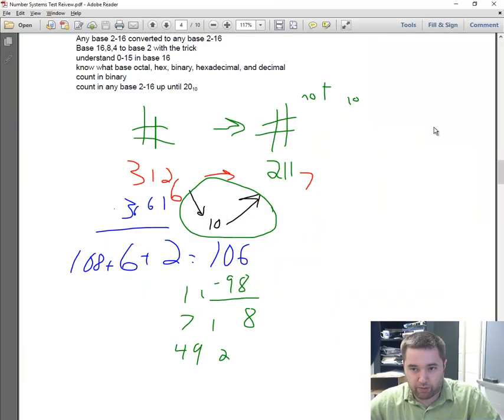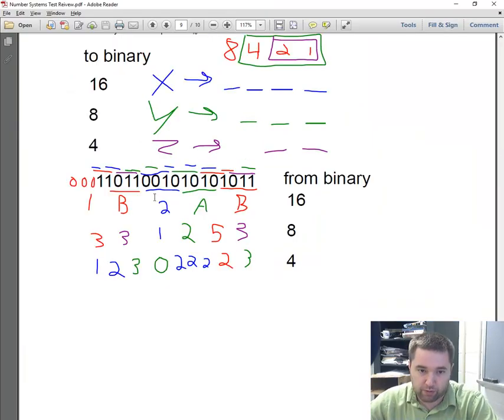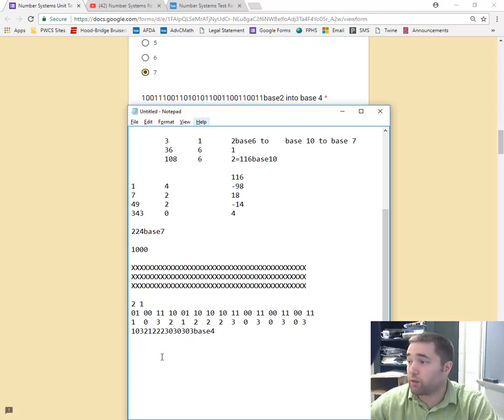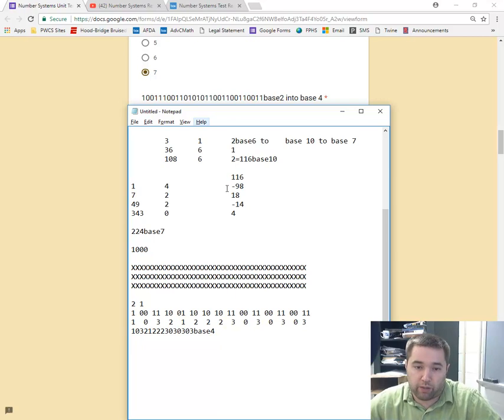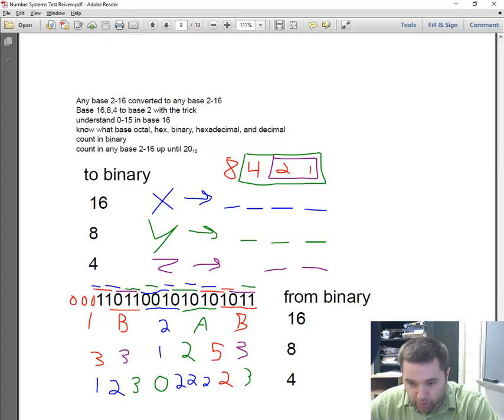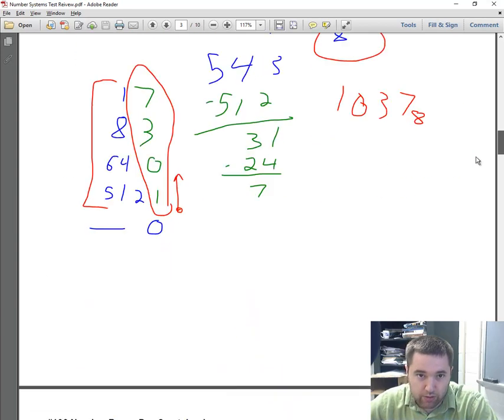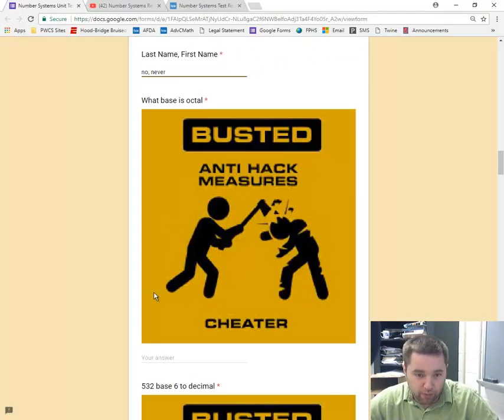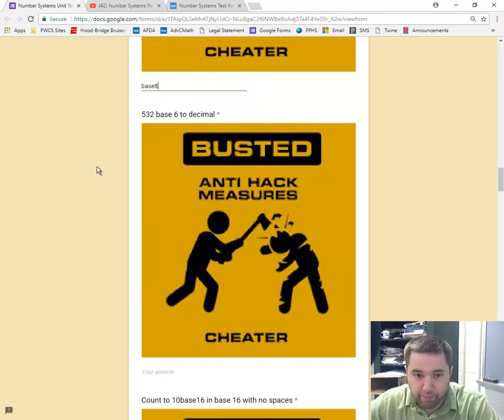And this is also on the review, right here. Base 4 from binary. I even showed you how to put the leading zeros if you want to. So what I mean by that is, you can go right here if you want to, you can put in a 0, it doesn't hurt anything. It's the same value. What base is octal? If we go to page 6. Octal is 8. So if you wrote base 8 or just 8, it would be good.